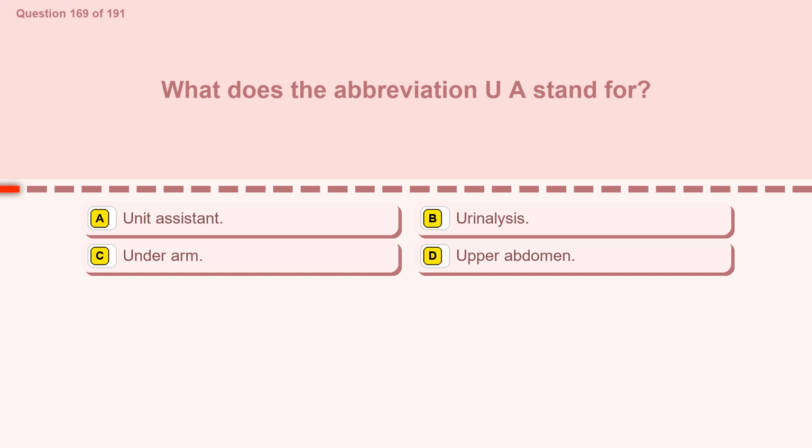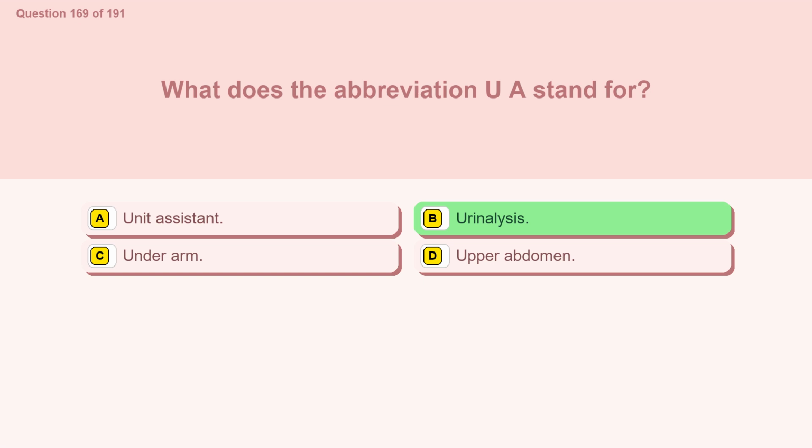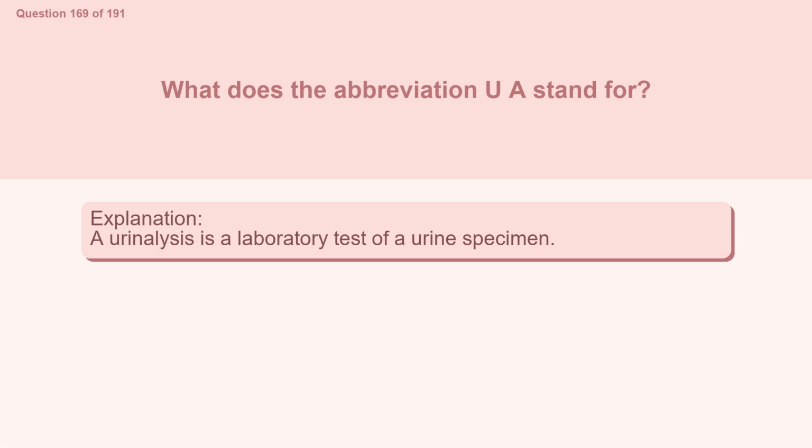Question 169. What does the abbreviation UA stand for? Option A, unit assistant. Option B, urinalysis. Option C, underarm. Option D, upper abdomen. The correct answer is option B, urinalysis. A urinalysis is a laboratory test of a urine specimen.